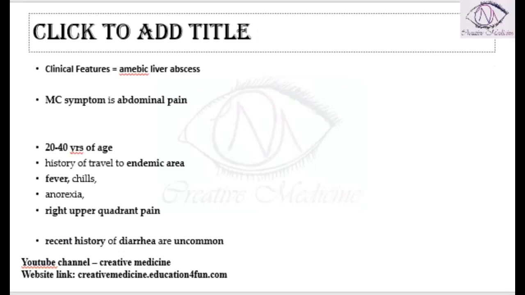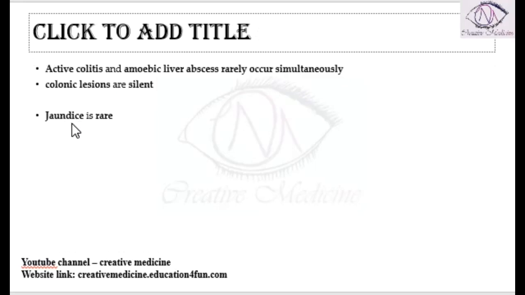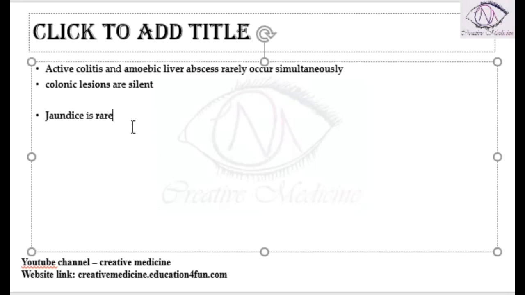Jaundice in amoebic liver abscess is very rare, whereas in pyogenic liver abscess, jaundice is more common. Raised prothrombin time is the most common liver function test abnormality in amoebic liver abscess, whereas raised alkaline phosphatase levels are the main important feature in pyogenic liver abscess.